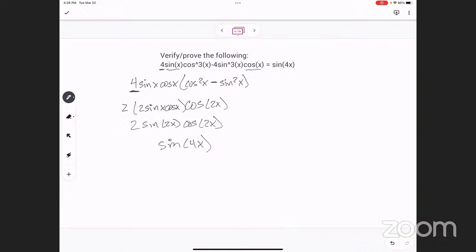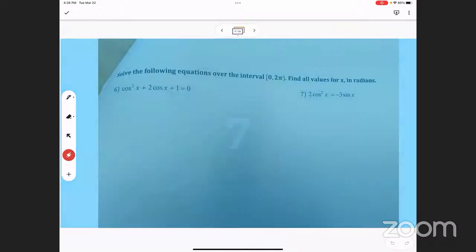You might have to go back and watch. I used this formula a couple times. 2 sine x cosine x. Here, I'm going to write it differently so you can see it. 2 sine u cosine u equals sine 2u. So see how I had that here? This is 2 sine u cosine u, so this is 2u, and u was 2x. So that's 4x. Makes sense? I know that was kind of tricky. That's why I just wanted you to watch it.